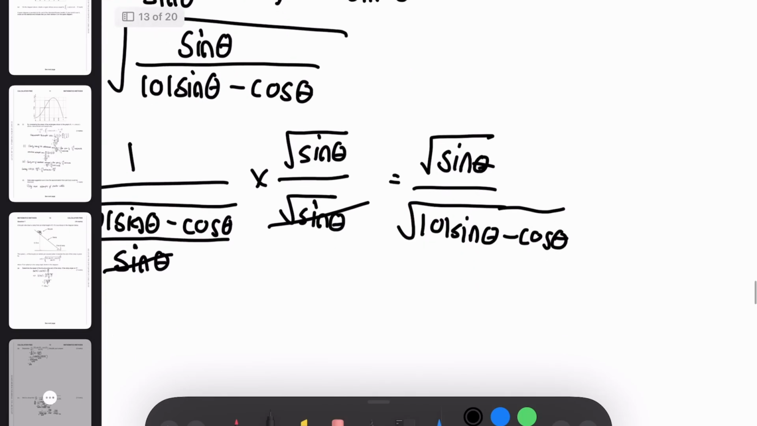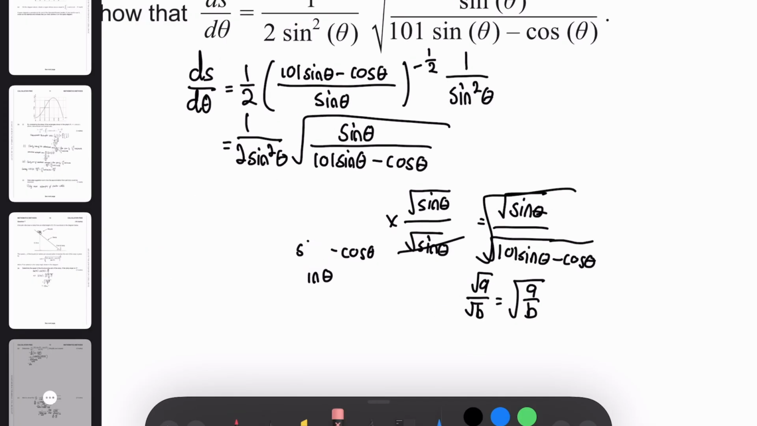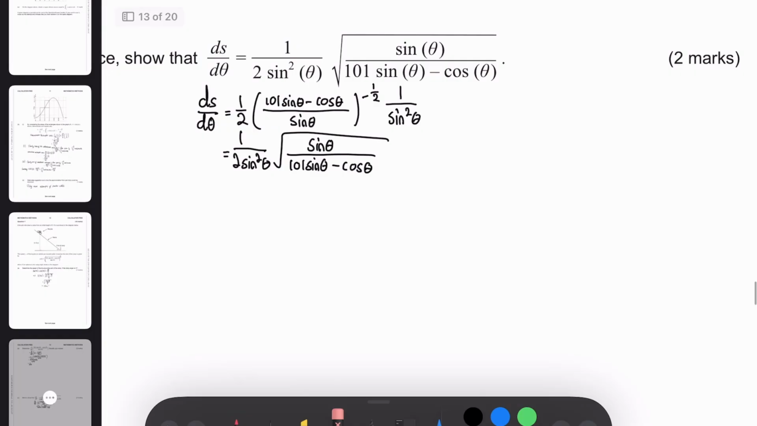And then whenever you have square roots on top and the bottom, square root of a divided by square root of b is just equal to square root of a on b, which is why we can just put the square root over the whole thing there. Then I'm pretty sure, let me check the answer. Yes, that is the correct answer that we're looking for.